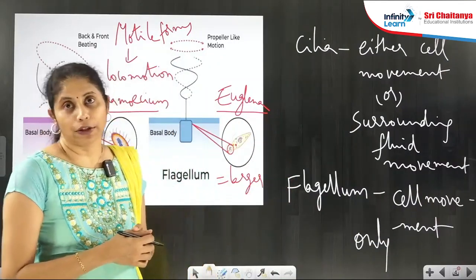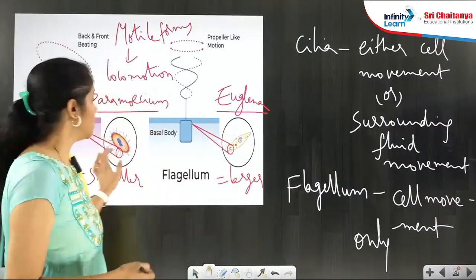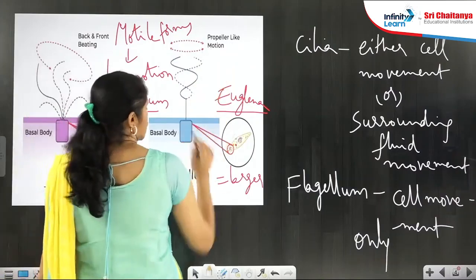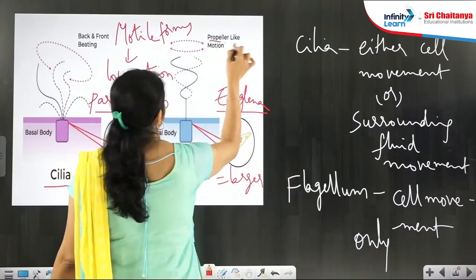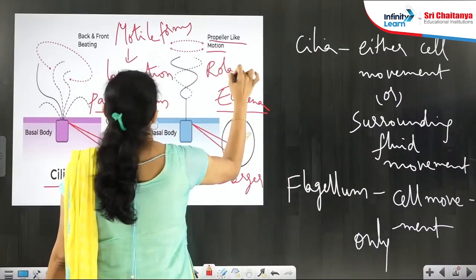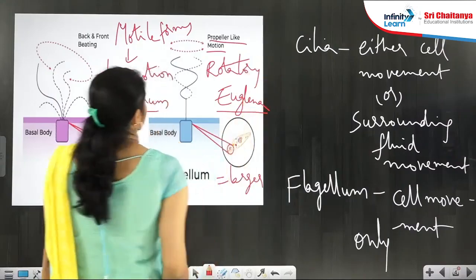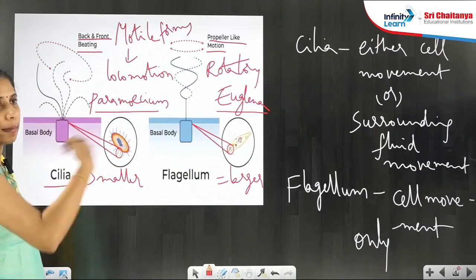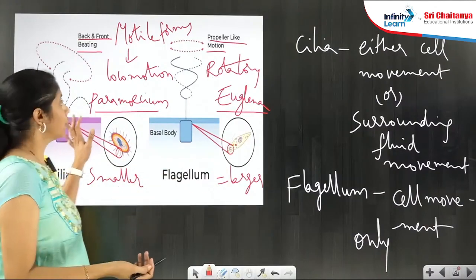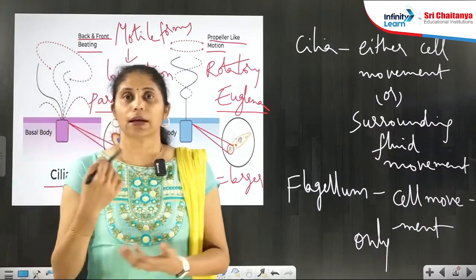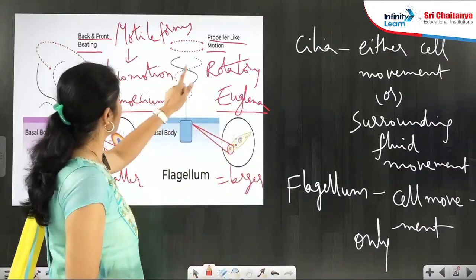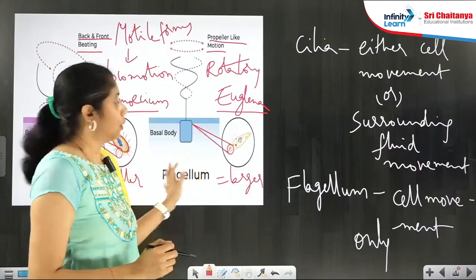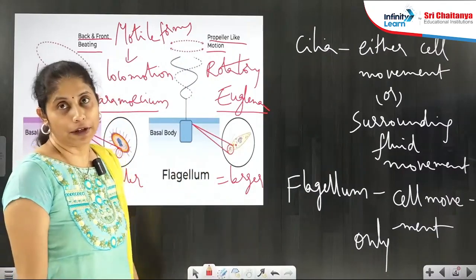the surrounding fluid movement. And among these two, cilia work like oars, but flagella rotate. So a propeller-like motion is given, and they show rotatory movements. Cilia show back and forth, front beating, back and front. When they show that kind of movement, generally the cell will be moving and the surrounding fluid will be moving. Here only rotatory movements like this, so only the cell will be moving. That is about the cilia and flagella, the basic differences.